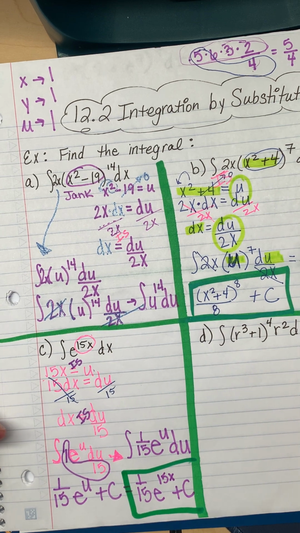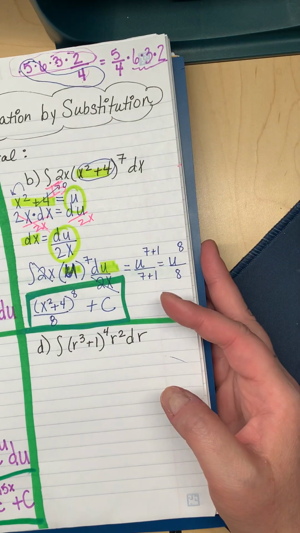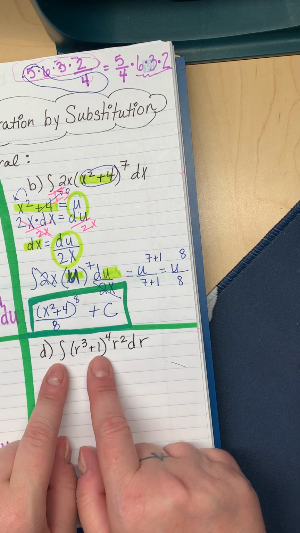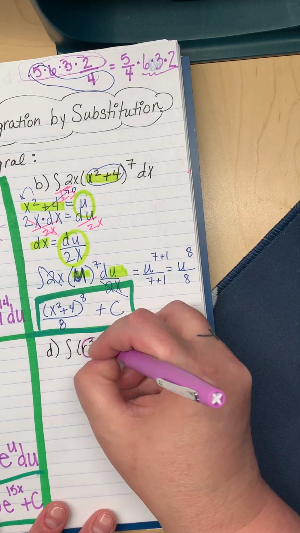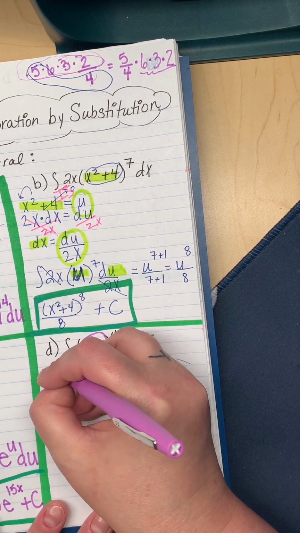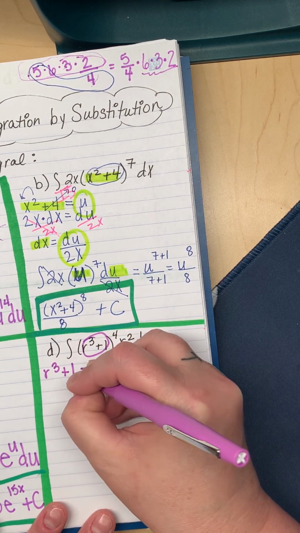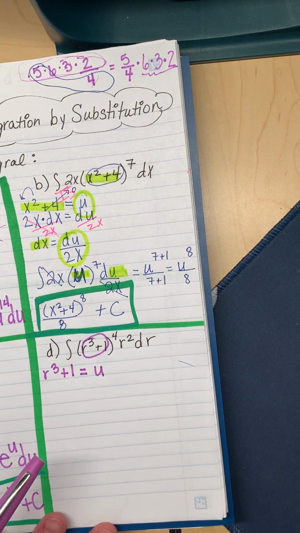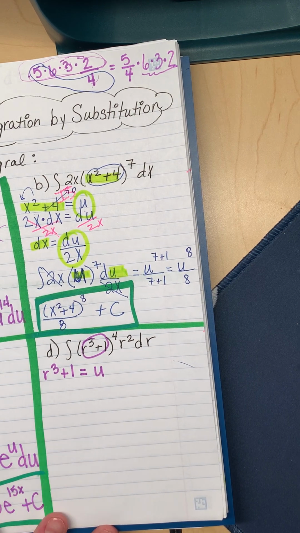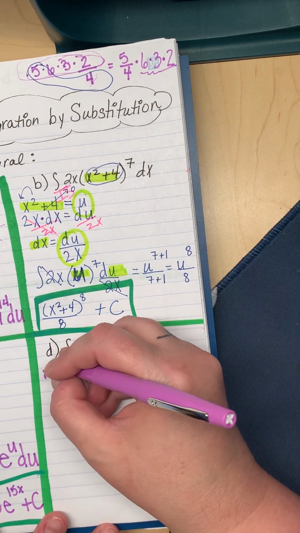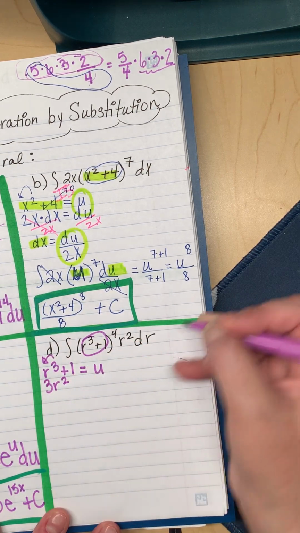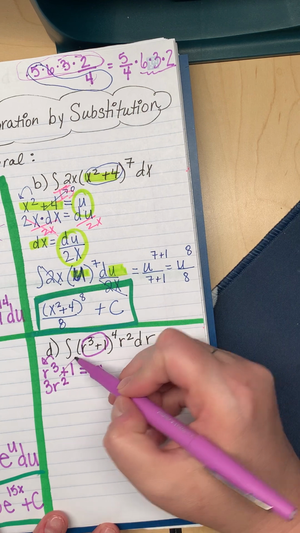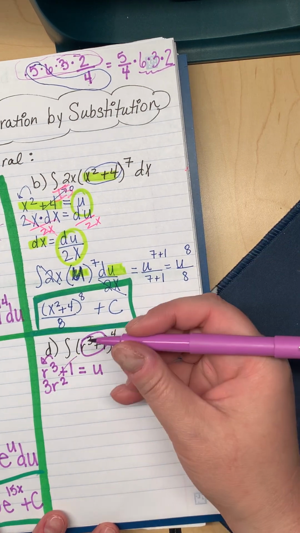Whoa, okay. Let's look at this part D. First, we're going to take the janky, which is what's inside the parentheses, r to the 3 plus 1, and say, hey, baby, you're going to be u now. Then we're going to take the derivative. Bring down the exponent in front, subtract 1, 3r squared. The derivative of 1 goes away to a 0.